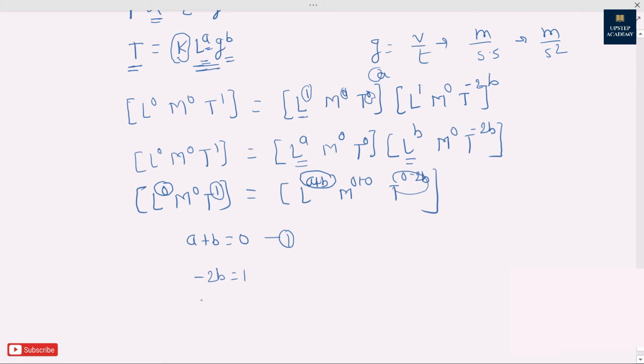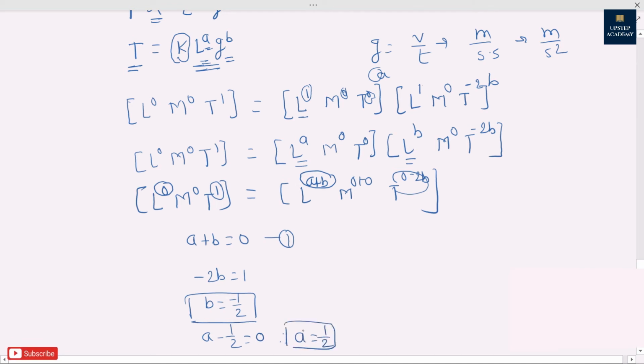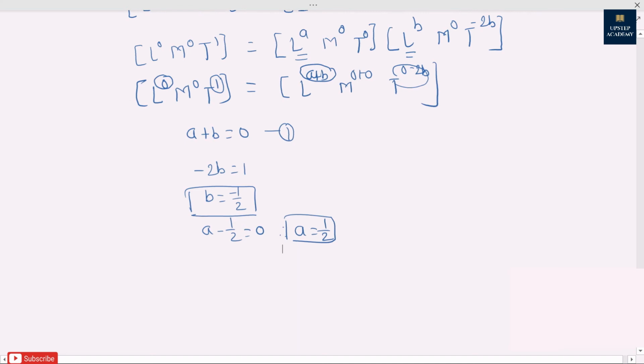From this equation we can get the value of b. b is equal to minus half. So this is the value of b. From equation number 1 we can get the value of a: a minus 1 half is equal to 0, therefore a is equal to plus half. So it means what? We got the values of a and b, and let's put those in the equation.